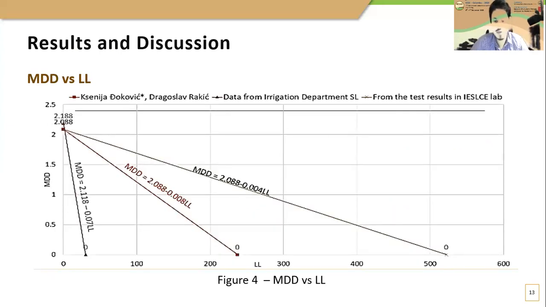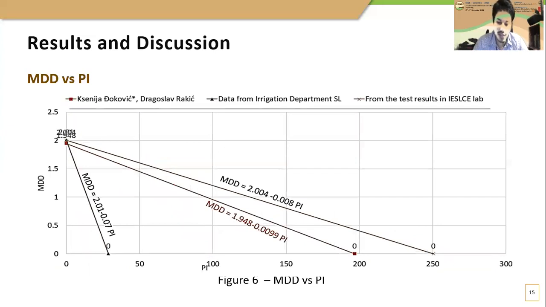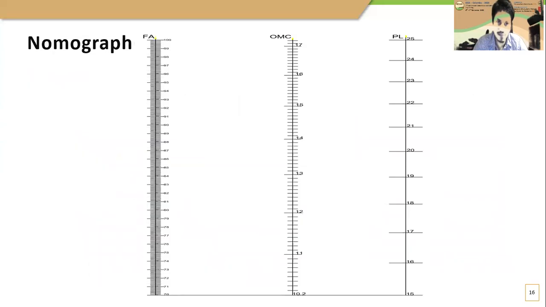This is the comparison between maximum dry density and liquid limit, and it is noticeable that the intersections of the three graphs are almost equal. This is the comparison between maximum dry density and plastic limit, and again the intersections of the three graphs are somewhat similar. This is the comparison of three graphs between maximum dry density and plasticity index, and here the intersections of the three graphs are not really similar. This slide shows the nomograph developed to determine the optimum moisture content.